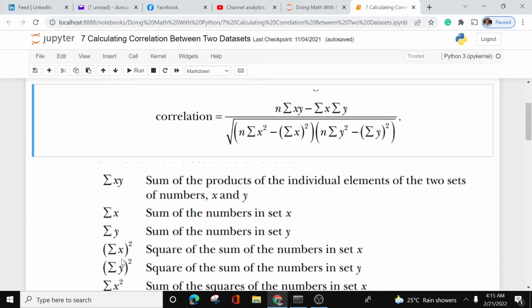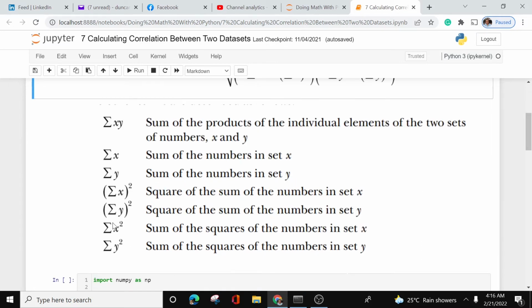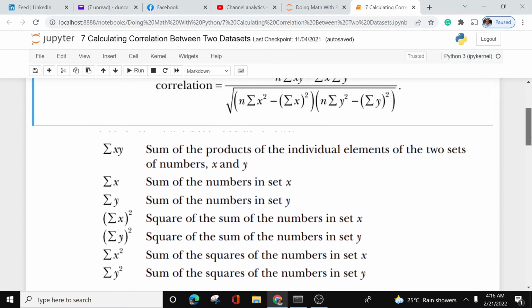Summation of x, all squared, is the square of the sum of the numbers in set x, so you can find it here. And the summation y, all squared, which you can find here, is the square of the sum of the numbers in set y. What about this one? This is the sum of the squares of the numbers in sets x and y.